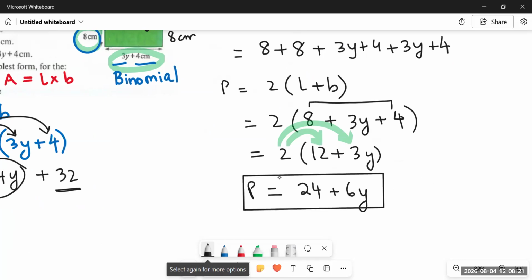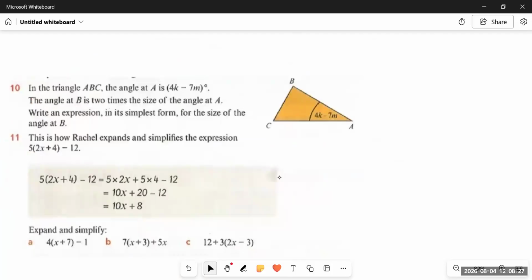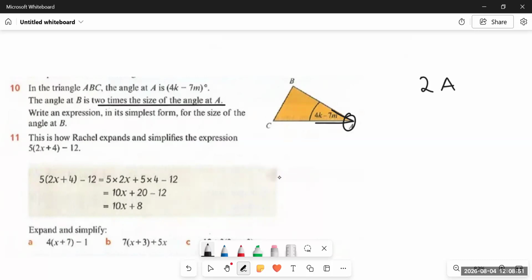Okay. Now let's move to the next question. In the next question, you can see we have a triangle. The description given for this triangle is: the angle at A is 2k minus 7m. One of the angles is provided. This is one of the angles here. And the size of this angle is 2k minus 7m. Then they are saying the angle at B is 2 times the size of angle at A. 2 times A means 2 times 2k minus 7m. This is what it means by 2 times the size of angle at A.